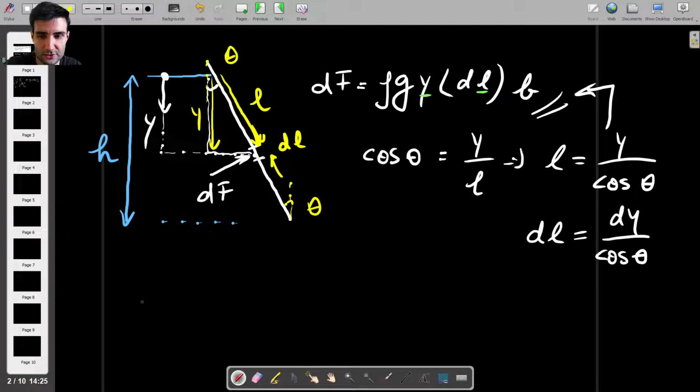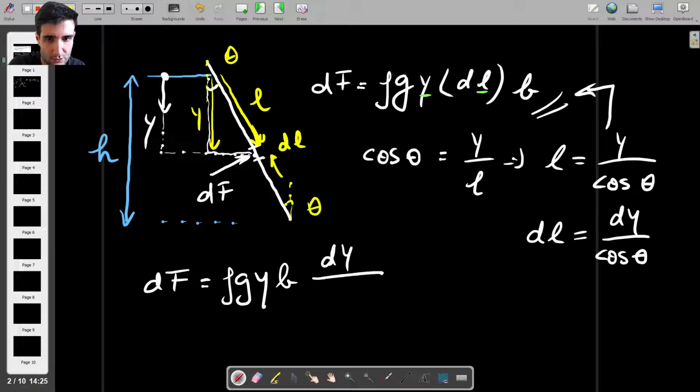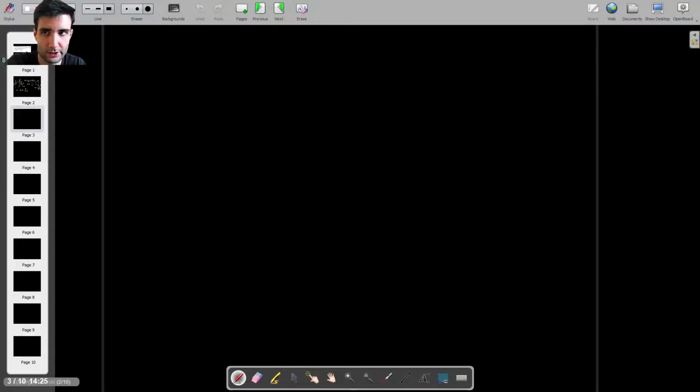Okay, and now we can actually get an expression for the force, so that's rho g y, and then I'm going to put the b here as well, and then instead of dl I have dy over cosine theta. So we know what is the infinitesimal force at a certain depth y. So what we can do now is find the total force due to the entire water depth h. And to do that we're going to integrate.